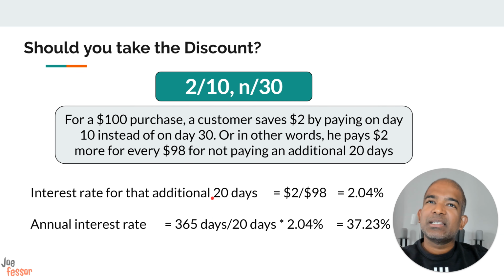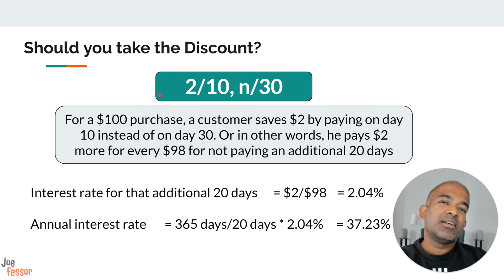From a customer's perspective, when you look at such discount terms, should you take that discount? How do you come to the decision whether to take that discount or not? For a $100 purchase, a customer saves $2. So that's the 2%, right? By paying on the 10th day instead of paying on the 30th day. So for that extra 20 days, the customer pays an additional $2 on every $98 he pays. If he had paid in the first 10 days, the customer would have paid only $98. But because he's paying on the 30th day, he would have to pay that extra $2.